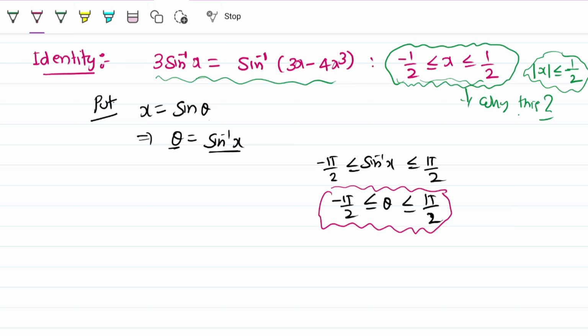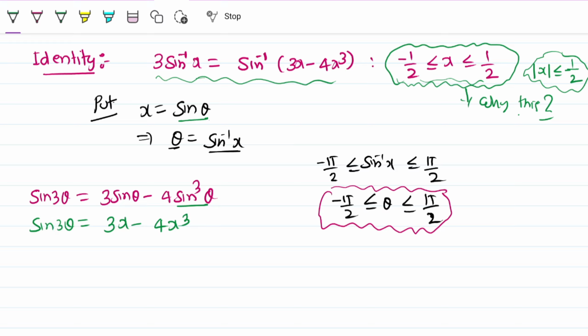Now here we will use one trigonometric identity. Recall sin 3 theta is 3 sin theta minus 4 sin cube theta, and we are using sin theta as x, so it implies 3x minus 4x cube equals sin 3 theta. Okay, now if I apply sin inverse both sides, sin inverse of sin 3 theta is sin inverse of 3x minus 4x cube.